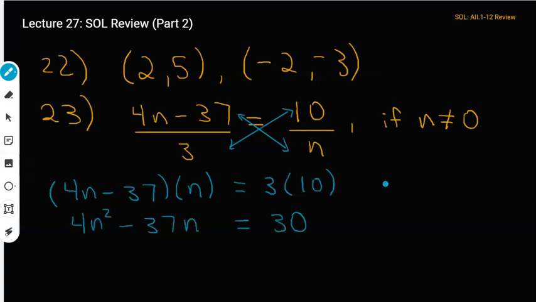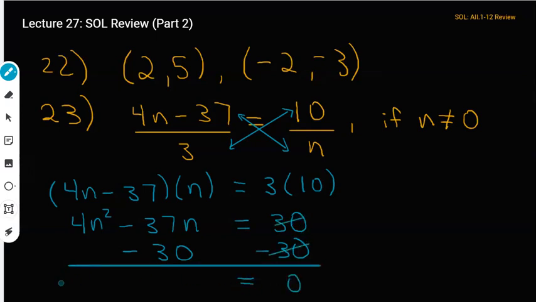So now what I can do is get everything to the left side and then see if I can solve this equation. We're going to subtract 30 from both sides. That way, everything can be on the left side. Okay. So at this point, I can factor the left side.